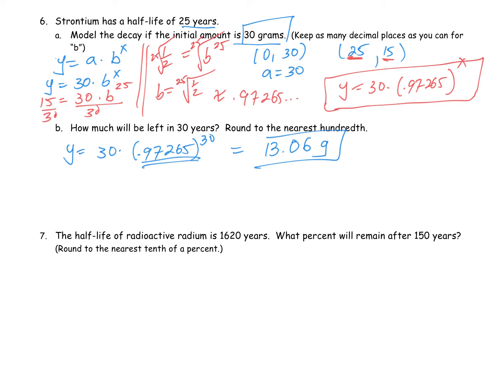That makes sense because we're a little bit more than one half-life, so we should have a little bit less than half of the initial amount. After 25 years, we have 15 grams. So after 30 years, 13.06 grams seems about right.